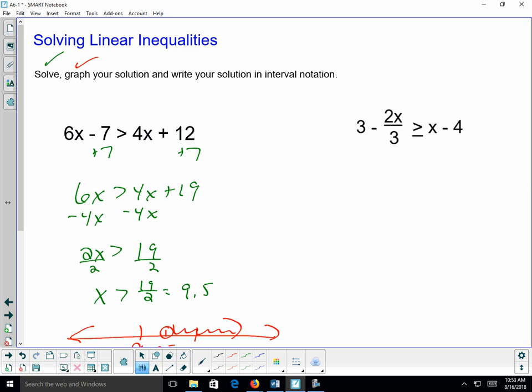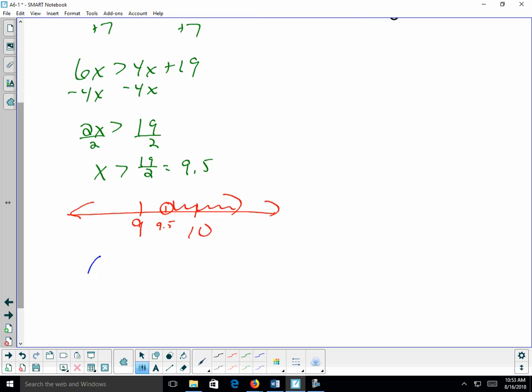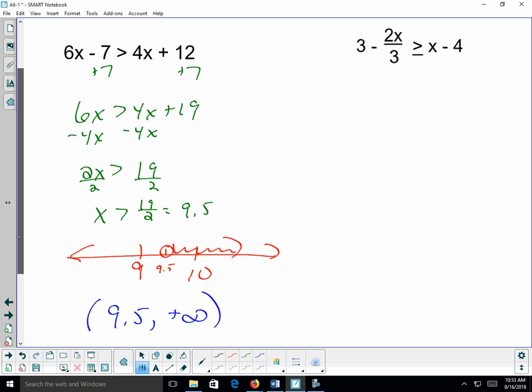And then the last thing it wants is interval notation. To write this in interval notation, my lowest number is 9.5. I have a parenthesis because it's just greater than, to positive infinity. It doesn't ask me, but if it asks me bounded or unbounded, I would say unbounded.